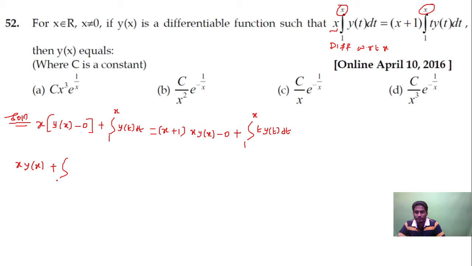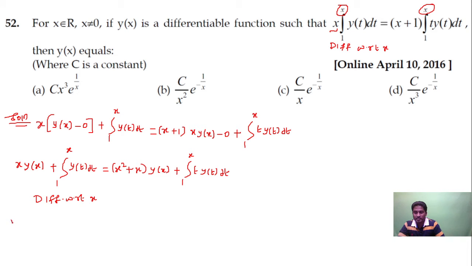plus integration of 1 to x. Okay, so this is y of t dt is equal to, if you multiply x, you get x square plus x into y of x. Okay, and then plus integration of 1 to x, you will get this as t into y of t and then dt. If I differentiate again with respect to x, differentiating again with respect to x.